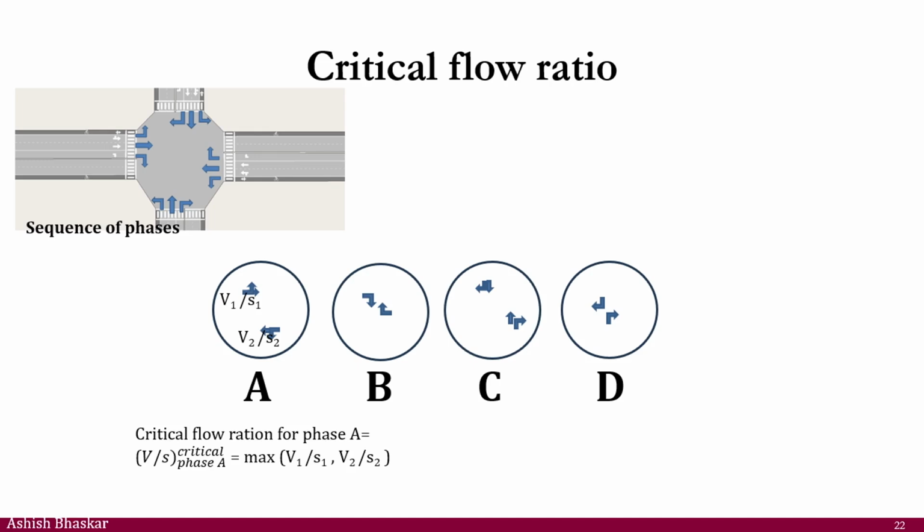So let's say this one is higher, this one is lower. I should definitely give enough green so that this one is flushed even if the other one's queue has gone to 0. Yeah, that's why you look at the critical one. You do the same for B, C, and D.